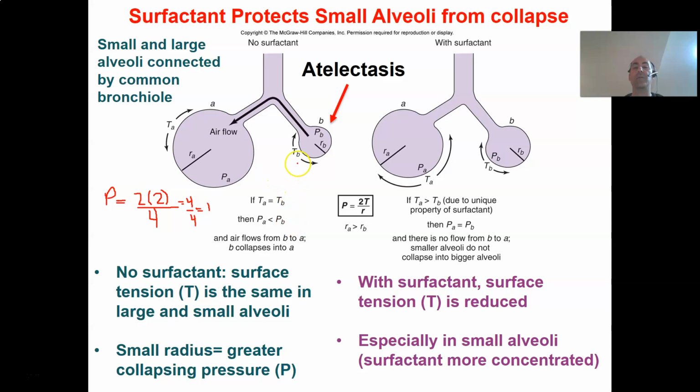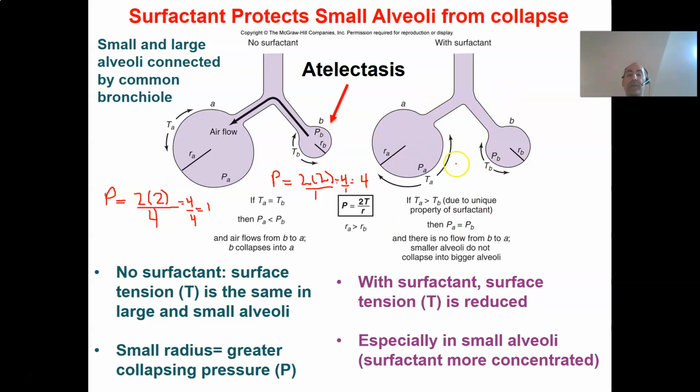Now we do the same thing with the small alveolus. We know that these two numbers are the same because surface tension is the same. But let's say that the radius here is 1. Do the simple math. And you see that the collapsing pressure in the small alveolus is 4 times greater than that of the large. So there's a 4 times greater chance that a small alveolus, in this particular case, is going to collapse versus a large alveolus. It's kind of a big deal.